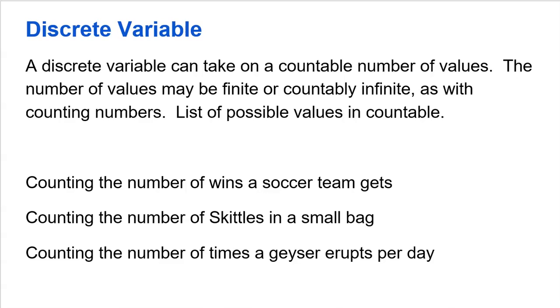It doesn't make sense. Another example could be counting the number of Skittles in a bag. 1 Skittle, 2 Skittles. Oh, there's 55 Skittles in a bag. Again, whole numbers only, and you can't have an infinite number of Skittles in a bag. Counting the number of times a geyser erupts per day. So maybe you go to a geyser, Old Faithful in Yellowstone Park, and you count it erupted 5 times that day. Again, it can't erupt 1.8 times. It doesn't even make sense. And it certainly can't erupt an infinite number of times in a day. So that's a discrete quantitative variable, still quantitative.